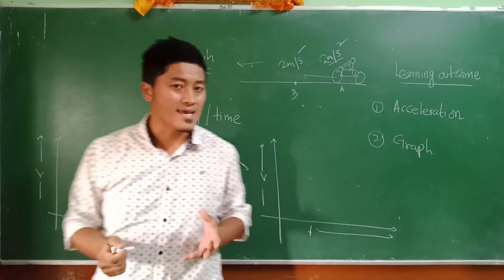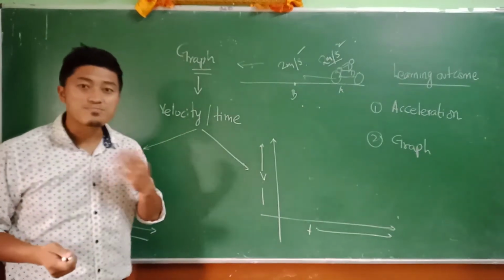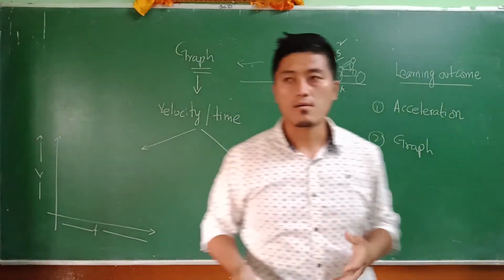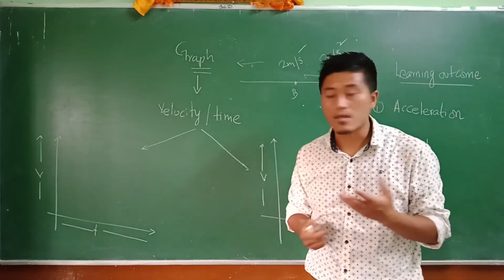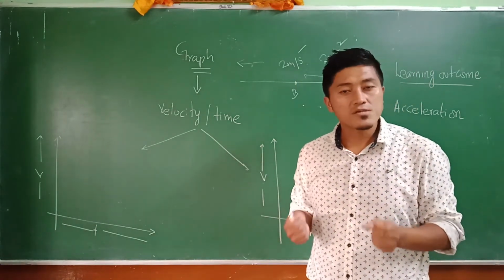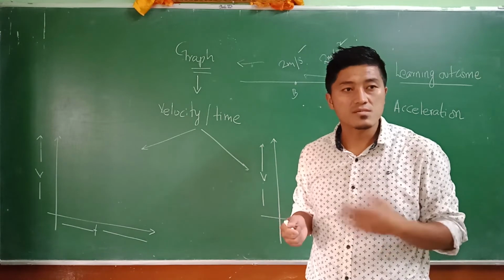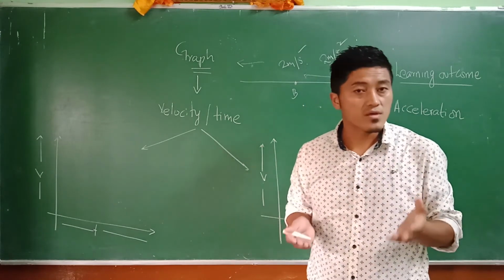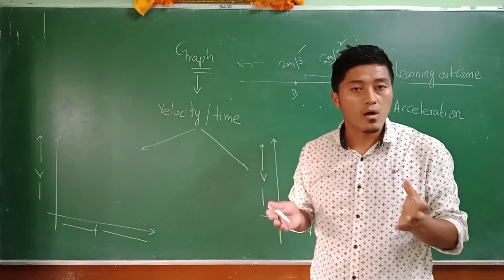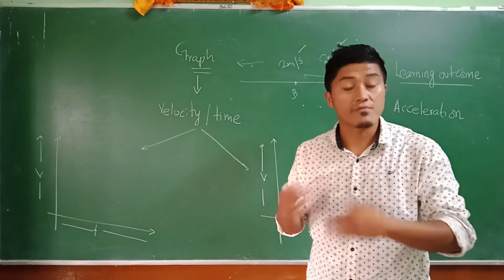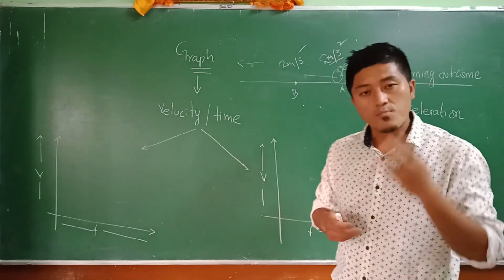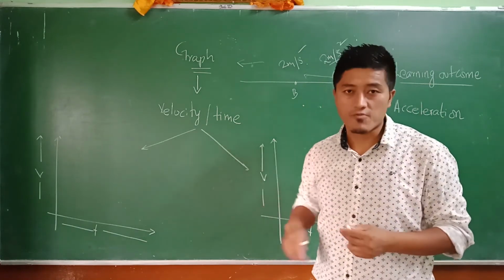Please don't mistake acceleration with speed. Normally, students have a lot of misunderstanding that when an object is traveling at a high speed, that means it's accelerating. That's not the case. Acceleration can occur even with an object traveling at a very low speed too. Understand? So what we are more concerned about is the change in velocity.